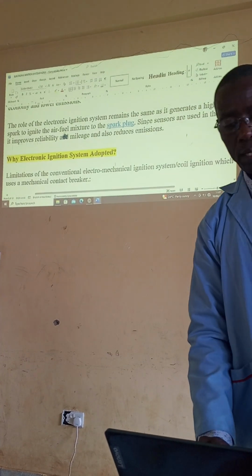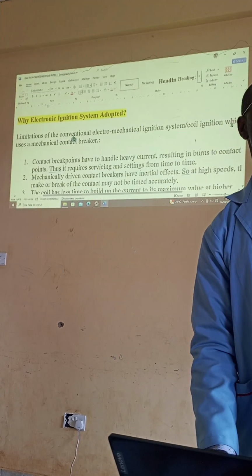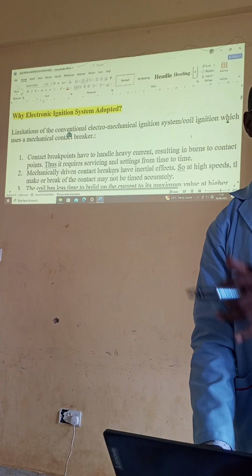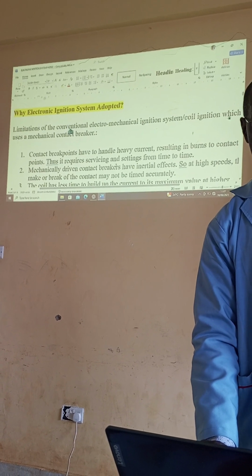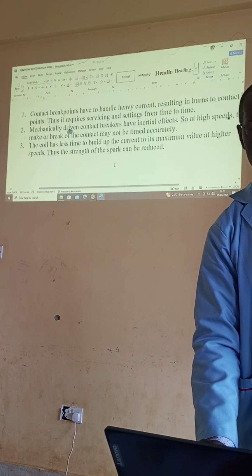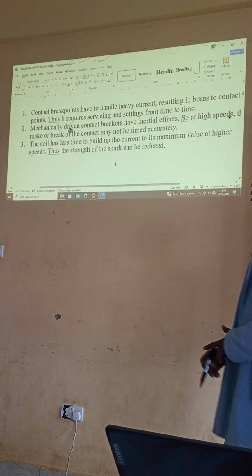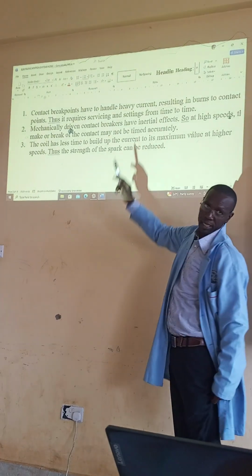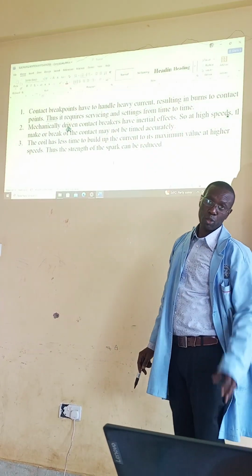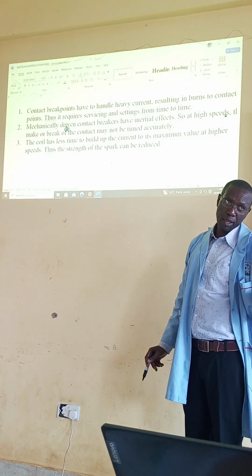So why electronic? Why should we do that? We should do that because of the following things. One, the limitations of the conventional system are that it's too mechanical. That's why we went to electronic, because sometimes it's prone to breakdowns, and sometimes the contact breaker points cannot handle it. They have to handle a lot of heavy current. Have you seen that? So that's why mechanical is not really the best.